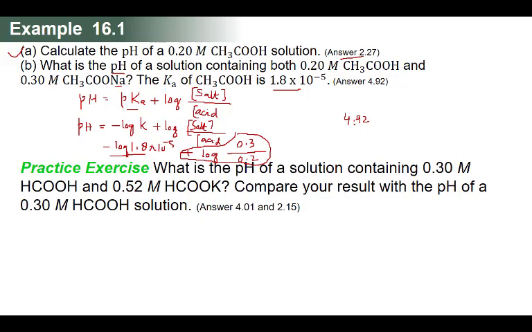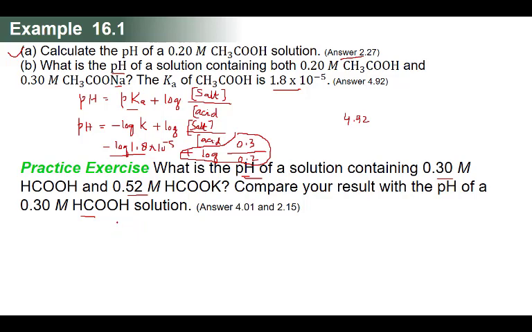Now we go to this practice. What is the pH for the solution containing 0.3 M of the acid and this salt, and compare your result with the pH of the formic acid. In the same question you calculate the pH again, but we will not compare anything. We will just calculate the pH using this Hasselbalch equation.